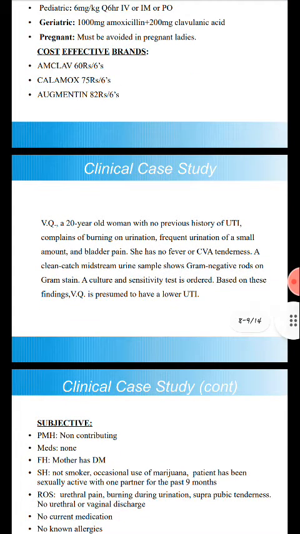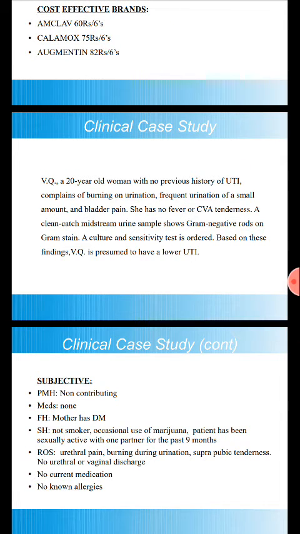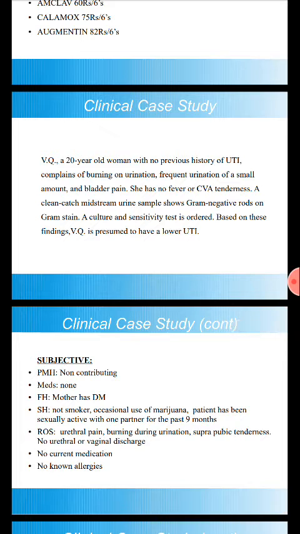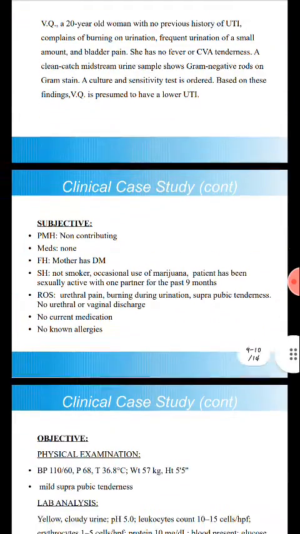Now we have the clinical case study. A patient, a 20-year-old woman, her name is VQ. She had no previous history of UTI, and she came to the hospital with burning urination and frequent urination in small amounts and bladder pain. She has no fever or severe tenderness, and her urine samples were taken and showed gram negative rods in the gram stain, and then the culture sensitivity was done, and she was presumed to have a lower UTI.